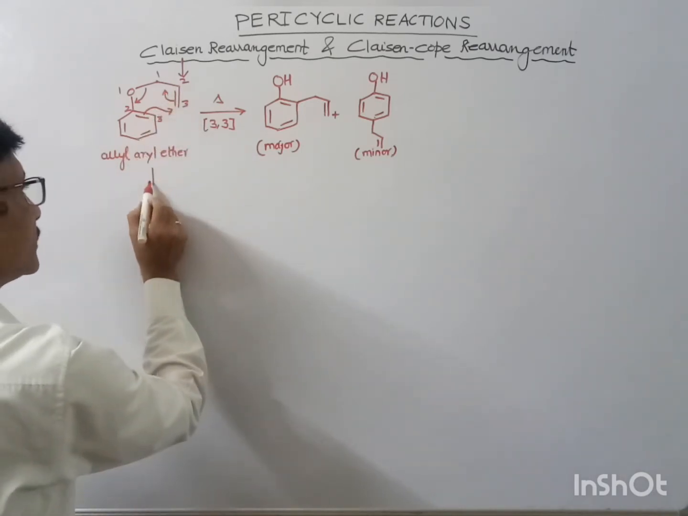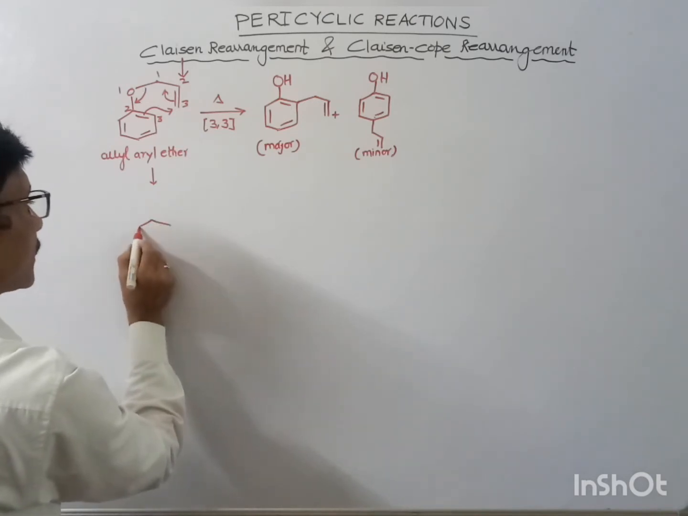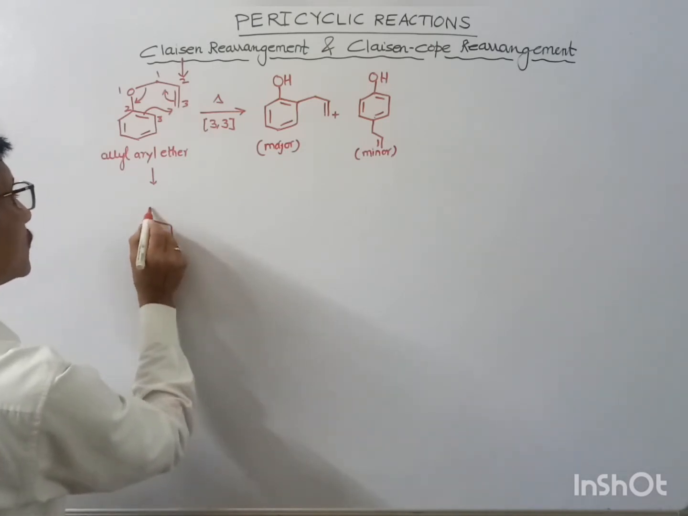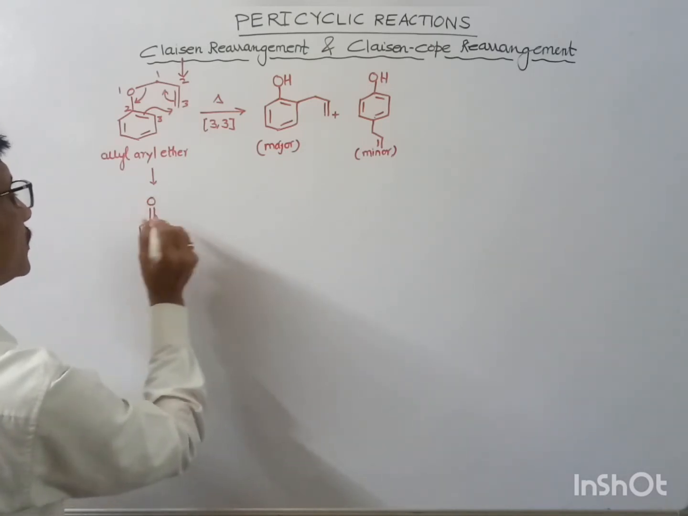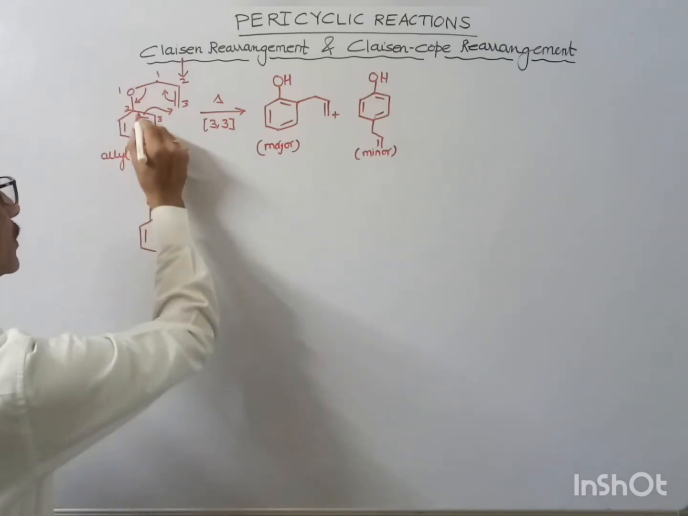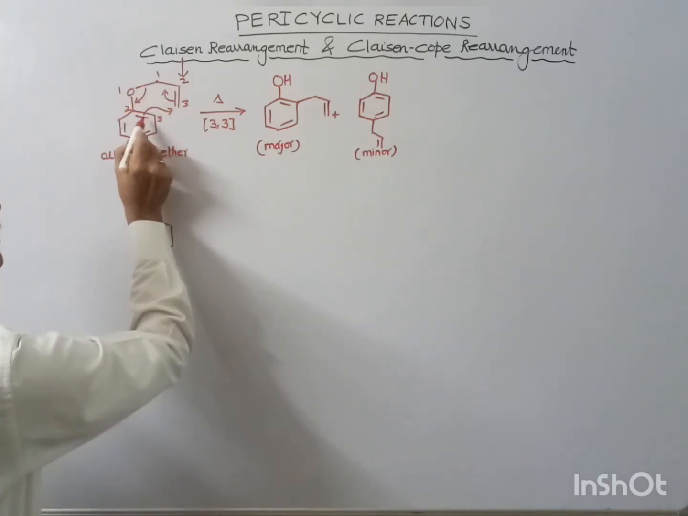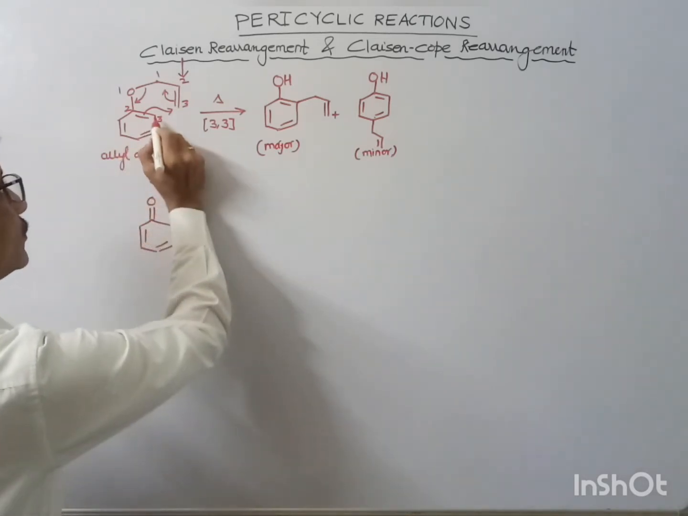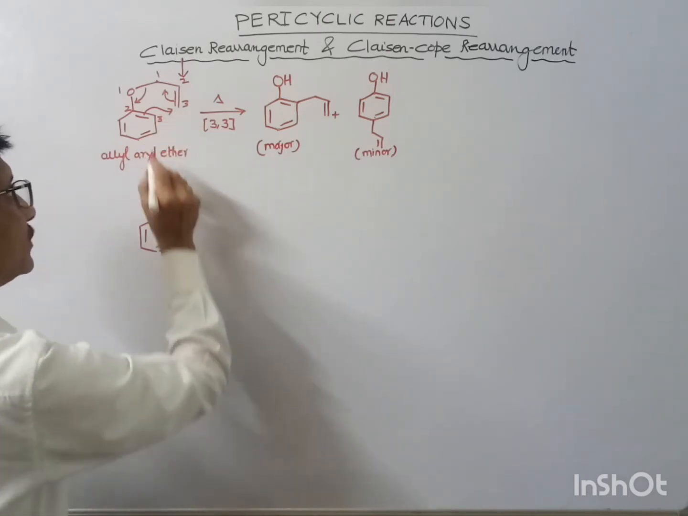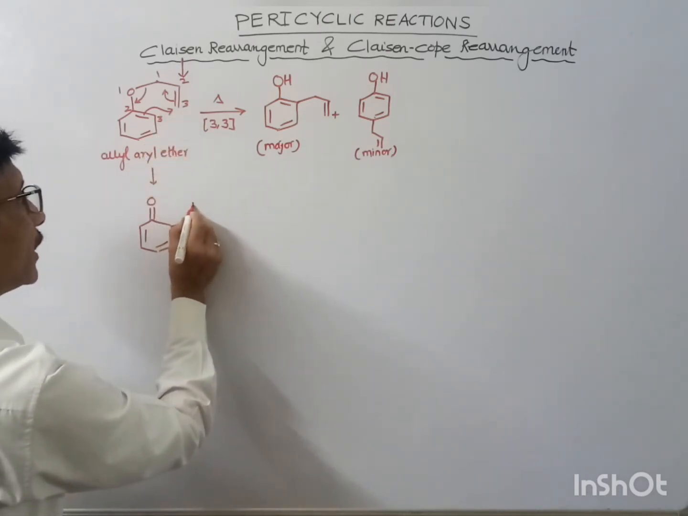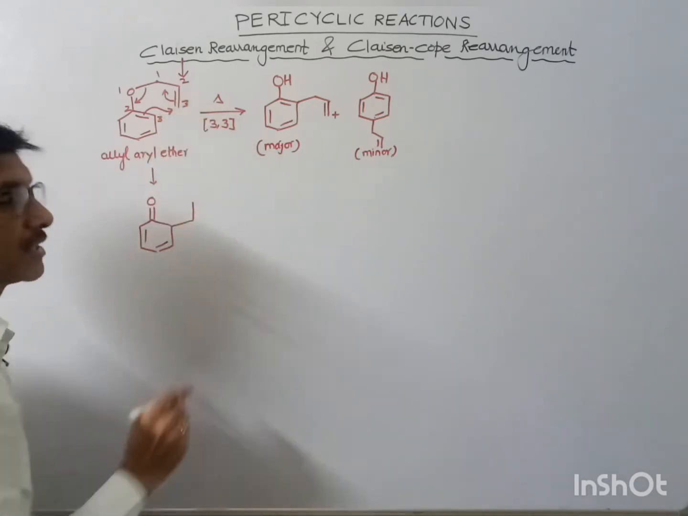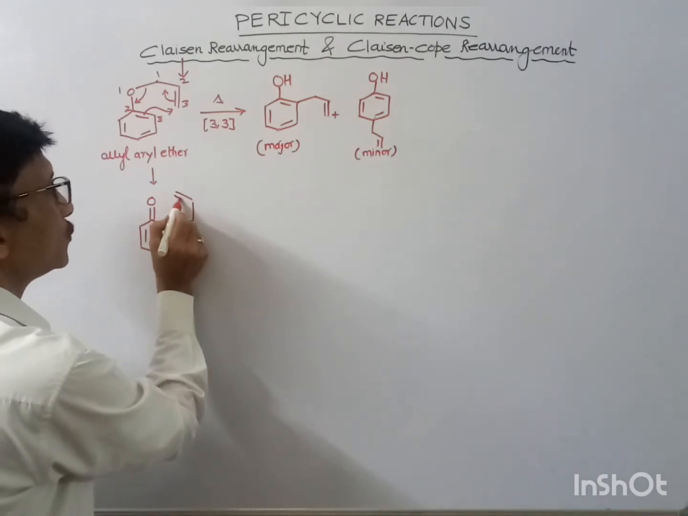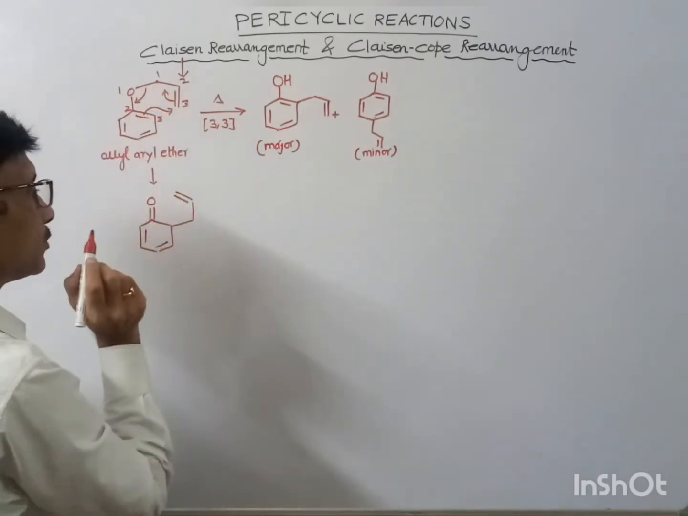So what can we write as the product? Here you will have the carbon-oxygen double bond. Now this 2-3 aromatic double bond is converted into a single bond, and a new sigma bond is formed between 3 and 3. The 2-3 double bond is converted into a single bond, and a new double bond is formed between 1 and 2.